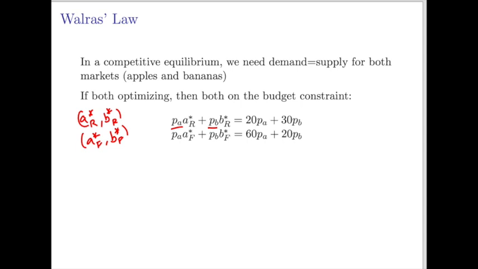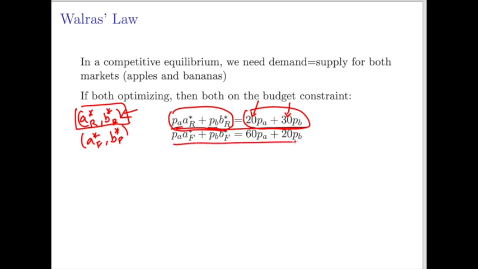Now, if both of them are maximizing their preferences, if they're both optimizing, then they're going to choose these optimal bundles such that the cost of the optimal bundle is exactly equal to the consumer's income. So Rob's income, remember, he's endowed with 20 apples and 30 bananas, so his income is 20 PA plus 30 times PB. So this optimal bundle AR star, BR star is such that if we multiply AR star by PA and we multiply BR star by PB, that's going to be equal to his income.